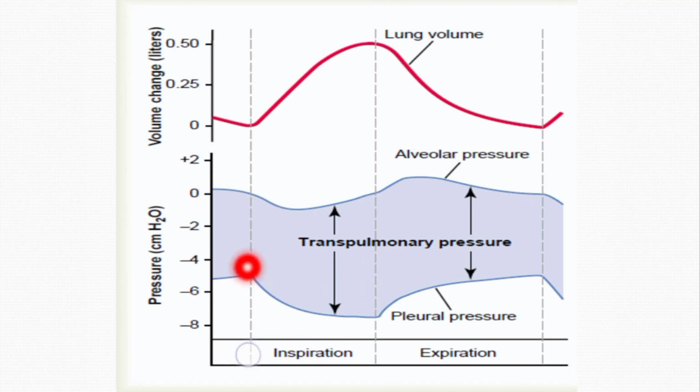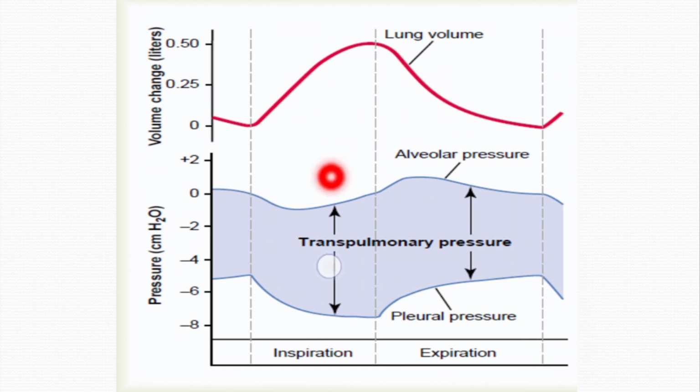So at the beginning of inspiration this is -5 centimeter of water, and during the inspiration, because the chest cavity or thoracic cage expands and the lungs expand, it becomes more negative, and at the height of the inspiration, as you can see here, the pleural pressure becomes about -7.5 centimeter. Then during expiration the events are reversed, and it comes back to about -5 centimeter of water.